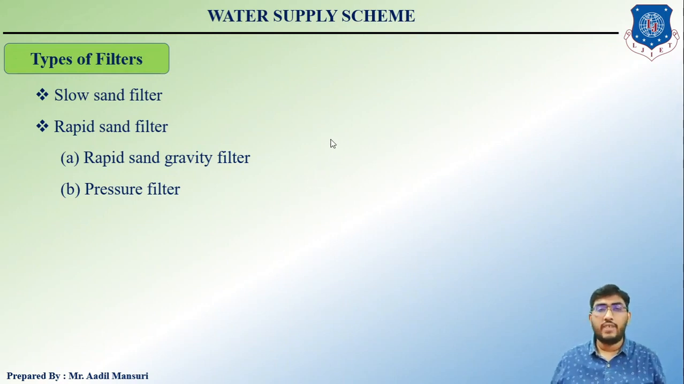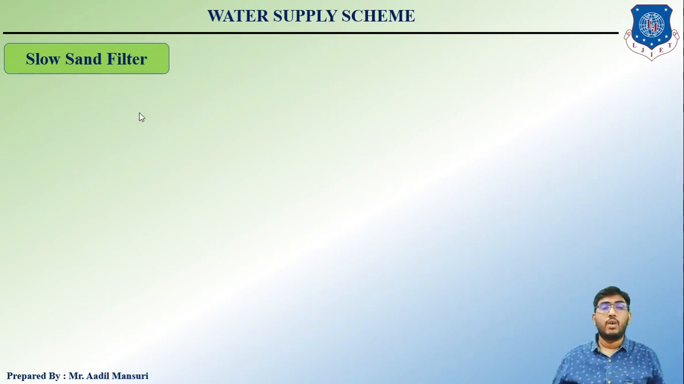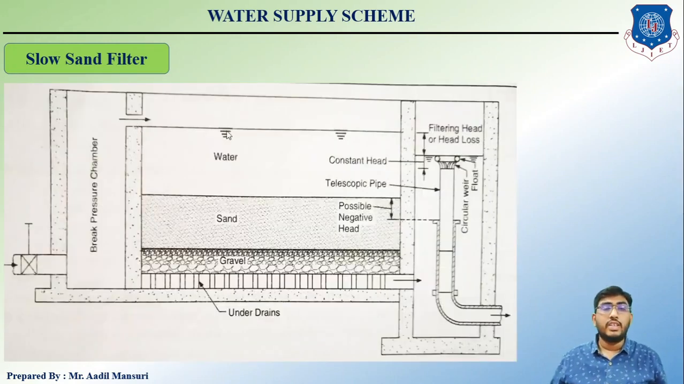Okay, so there are different methods employed for cleaning the filter media as well. Let's now move ahead with the slow sand filter. On the screen you can see the slow sand filter, right? They are called slow sand filters because the rate of filtration through them is about 1/20th, that is, the 20th part of the rate of filtration that happens through the rapid sand filter.